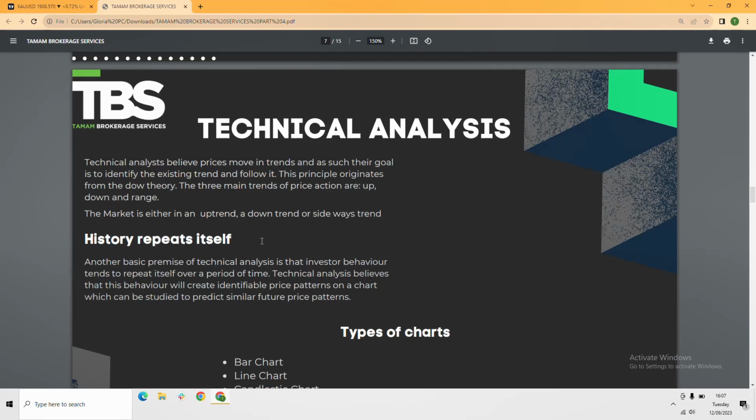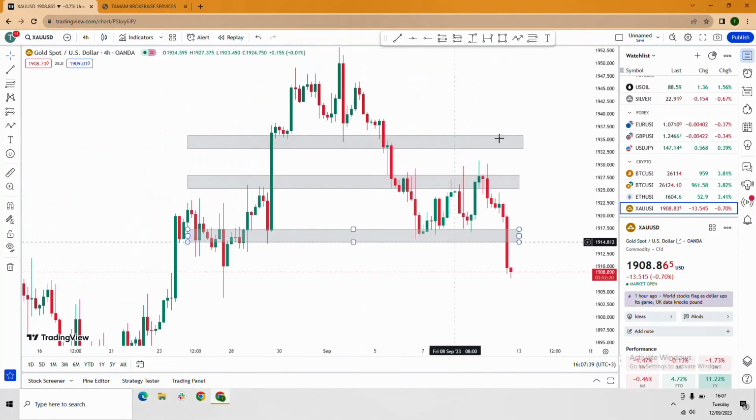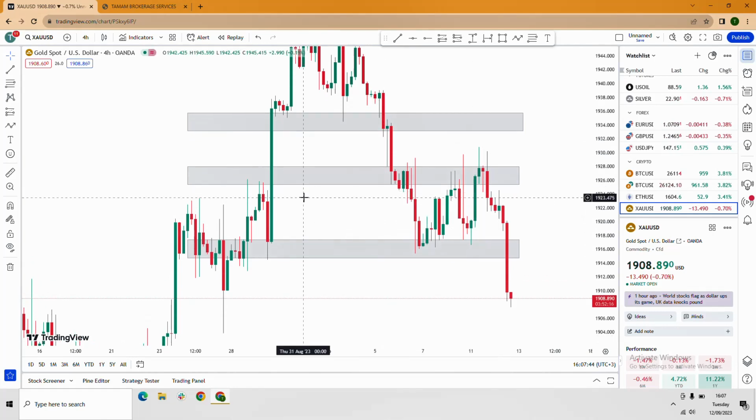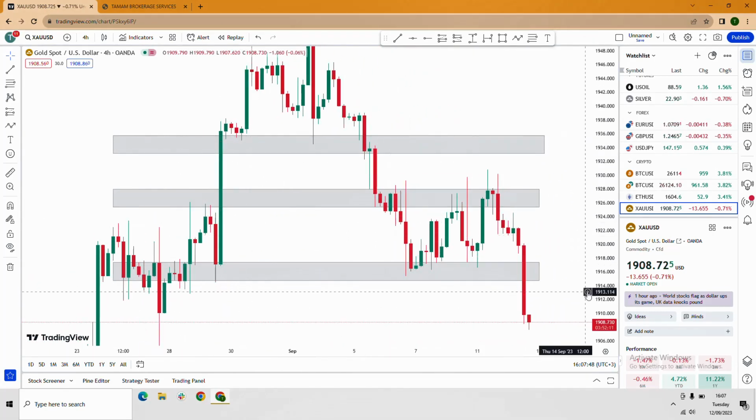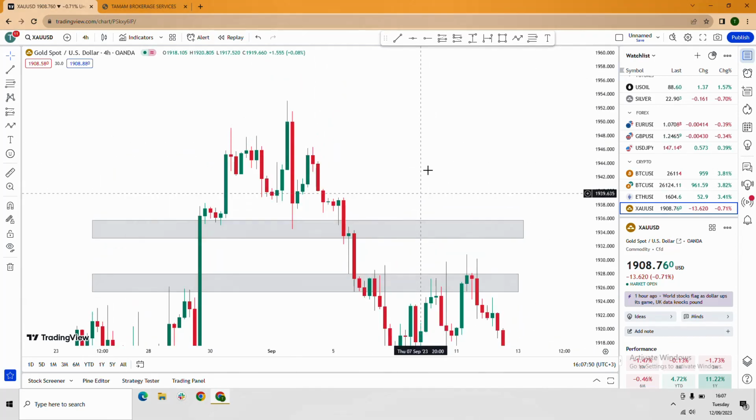So, just a recap of what we had covered: we said technical analysts believe prices move in trends, and as such, their goal is to identify the existing trend and follow it. This principle originates from the Dow theory. The three main trends of price action are up, down, and range. So the market is either in an uptrend, a downtrend, or a sideways trend. If you look at this, I marked it up just for illustration purposes. What we are trying to see is that if someone identifies all the key levels of price, it can help them identify the existing trend.